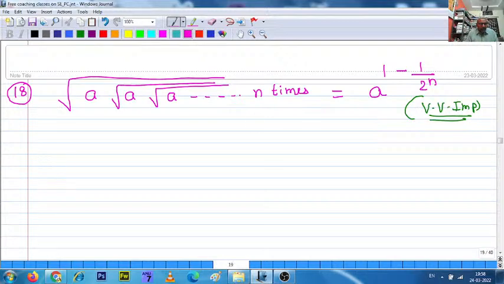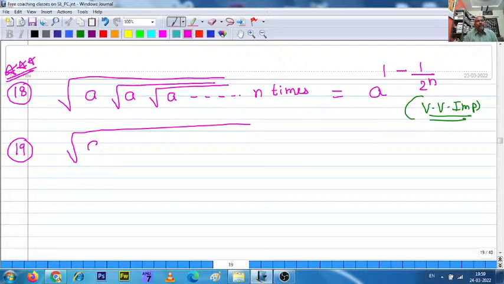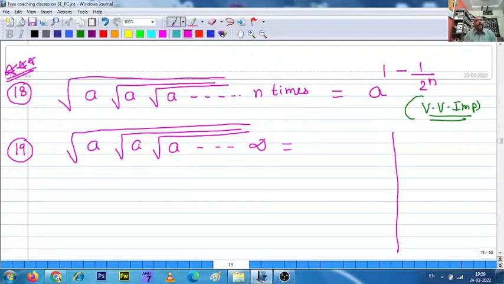Suppose you may find these types of questions in different materials and different coaching centers also. Generally you may not find this formula, but with the help of this formula only, this will be deduced, root of a, root of a, up to infinity. Now let me explain the concept, don't worry. Infinity means here n approaches infinity.